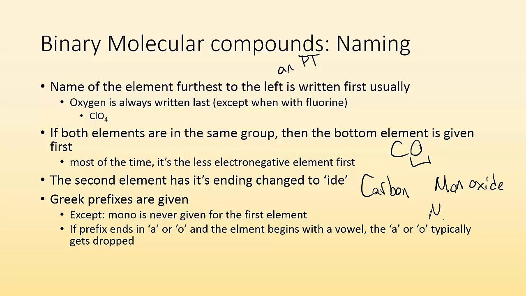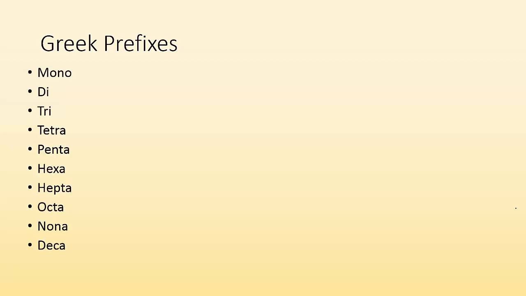So originally you would have something to be like mono and then oxide, and then that's just weird. Monoxide. You're gonna drop it because that element starts with a vowel. All right. So yeah, Greek prefixes. You're gonna need to know some of these. Here they are. Know them, love them.